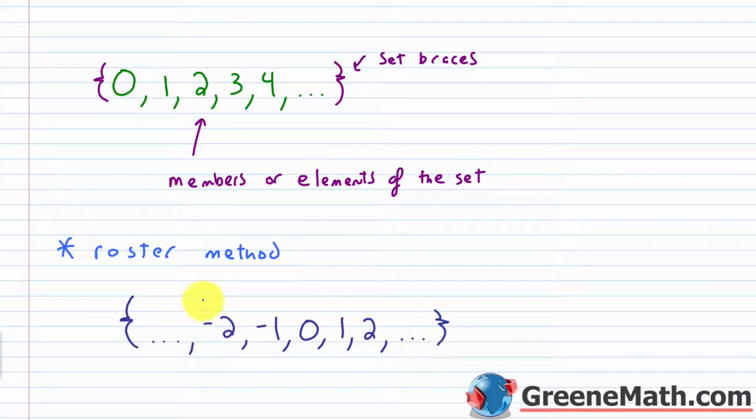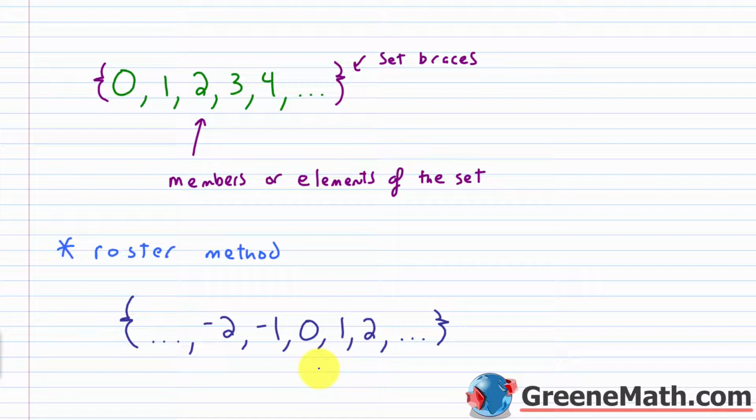So going this way, I know that I'm decreasing by 1. So after -2, I'd have -3, then -4, then -5, so on and so forth. This way, after 2, I'd increase by 1. So I'd have 3, then 4, then 5, so on and so forth. So this is the set of integers.